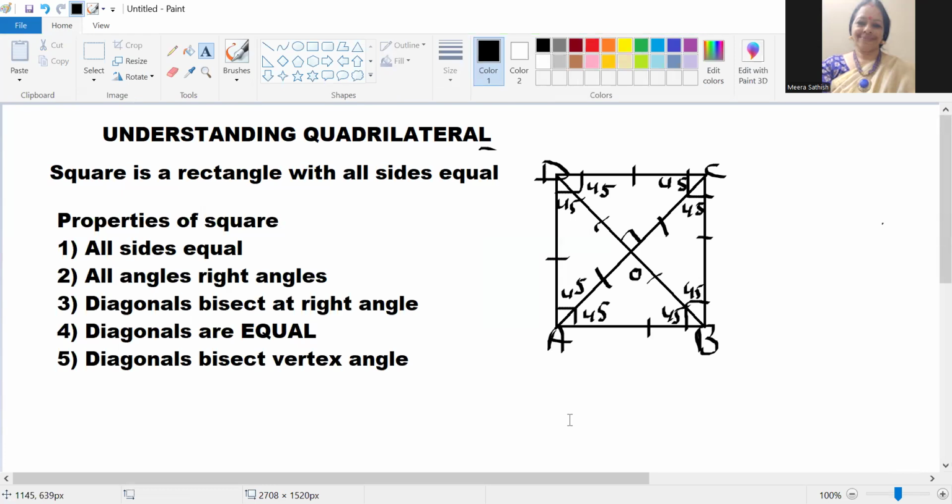Clear? So in the next video, we will do the exercise questions and all. Okay, so this is the introduction of the quadrilateral and their properties.